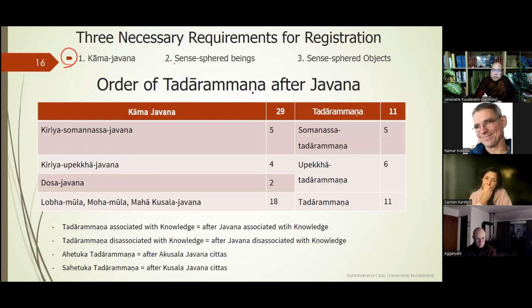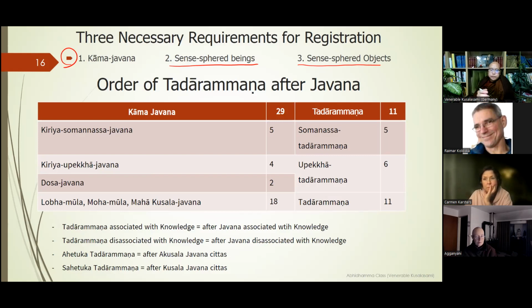And the being must be a sense sphere being, meaning all the beings who are born in the sense sphere realms, not in the Rupavacara or Arupavacara realms. The object of the thought process must also be a sense sphere object, not like Rupavacara. What is the object of the Rupavacara? It's a concept, Pannatti. The object of the Lokuttara is Nibbana, not a sense sphere object. And Arupavacara as well is not a sense sphere object. So only when these three requirements are met does the registration Tadaramana arise in the thought process.